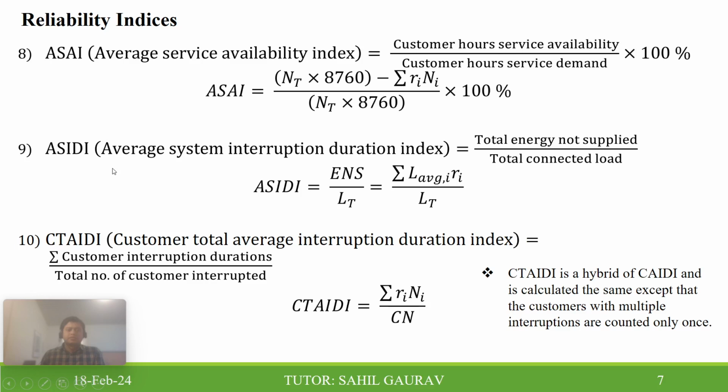And next we have ASIDI, average system interruption duration index, that is the ratio of total energy not supplied to the total connected load. So this will give the average system interruption duration index. And then we have CTAIDI, customer total average interruption duration index, that is the ratio of total customer interruption durations to the total number of customers interrupted. And this CTAIDI is a hybrid of CAIDI and is calculated the same except that customers with multiple interruptions are counted only once.